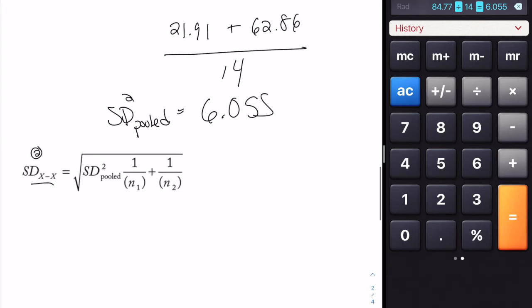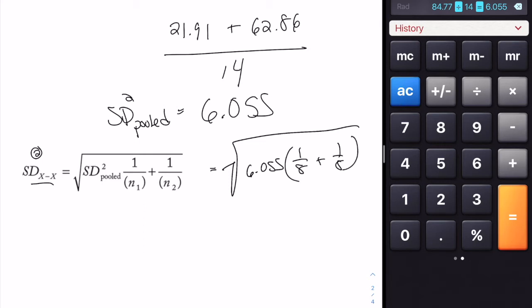Standard error of the difference equals the square root of 6.055 times 1 over 8 plus 1 over 8. Forgive my handwriting there. Or the square root of 6.055 times 0.25, right? Because 1/8 plus 1/8 is 2/16, which is reduced to 1/4, which is, of course, 0.25.